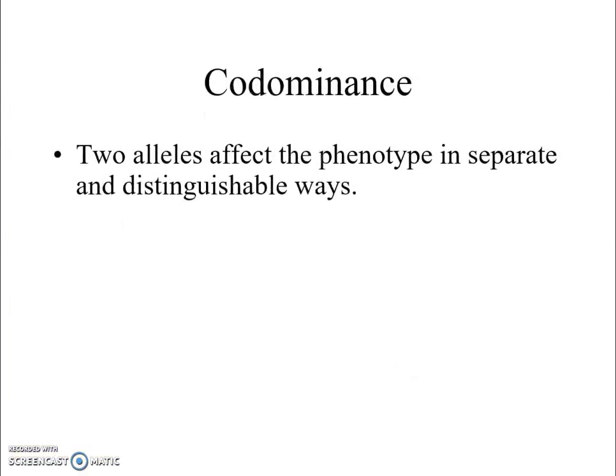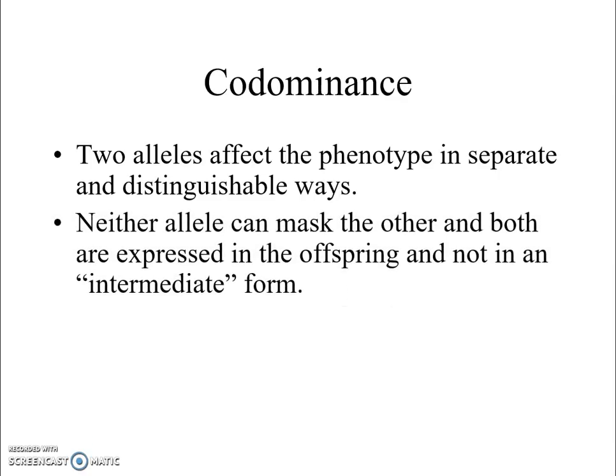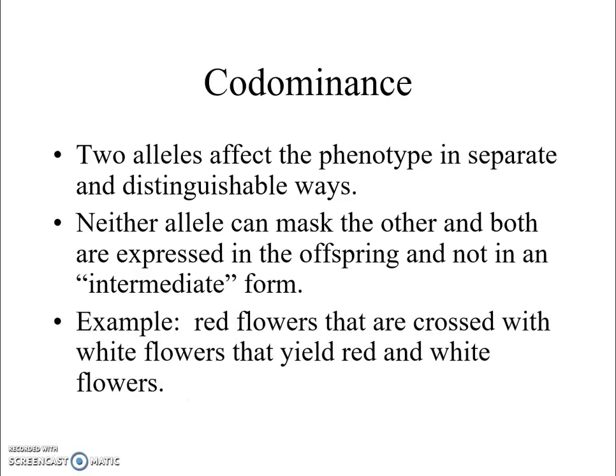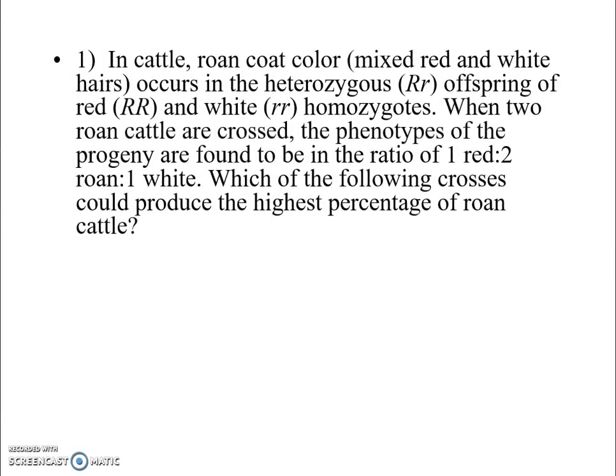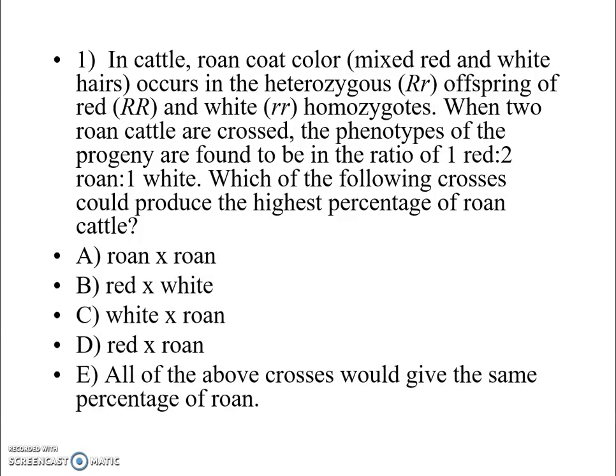Codominance is where two alleles are expressed equally, and those two alleles both are dominant, and they do not interfere with each other. Their expression is co-expression, and their proteins do not mask each other. So for codominance, here's a problem that I've given you, and I would like you to pause at this slide and solve this problem, find the answer, and then move on to the next slide.